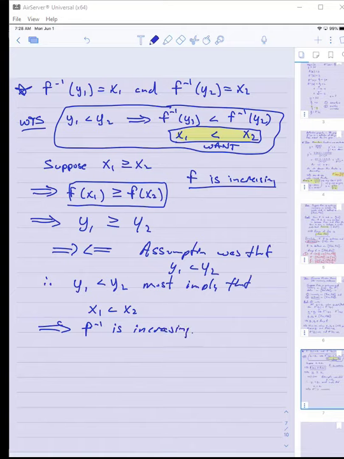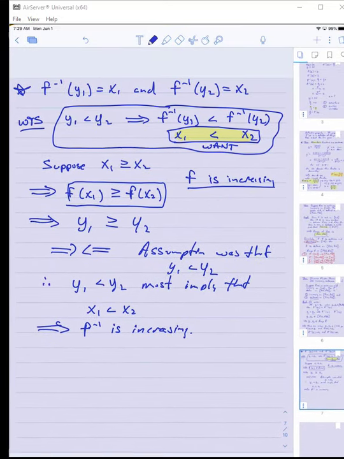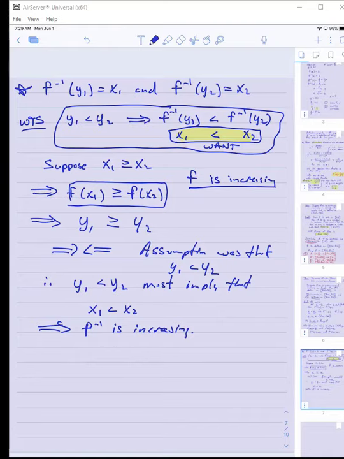Okay, that's the first part of the theorem and a pretty important part. So just file that away. Anytime you have a function and you look at the graph of the inverse function, they will always behave in that same basic way. That is, if one is increasing, so is the other. If one's decreasing, so is the other.